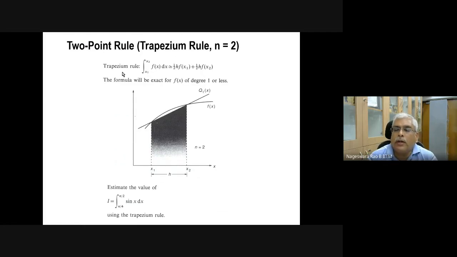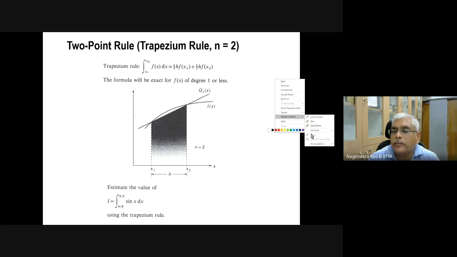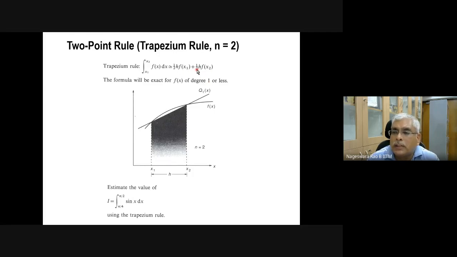In trapezium rule, you are going to evaluate the function at 2 points, both at the upper limit as well as the lower limit, and each of these function values you multiply with a weight. That weight is half the distance between these 2 points. The weights for each of these terms are the same. Weight is half the distance between the 2 points.